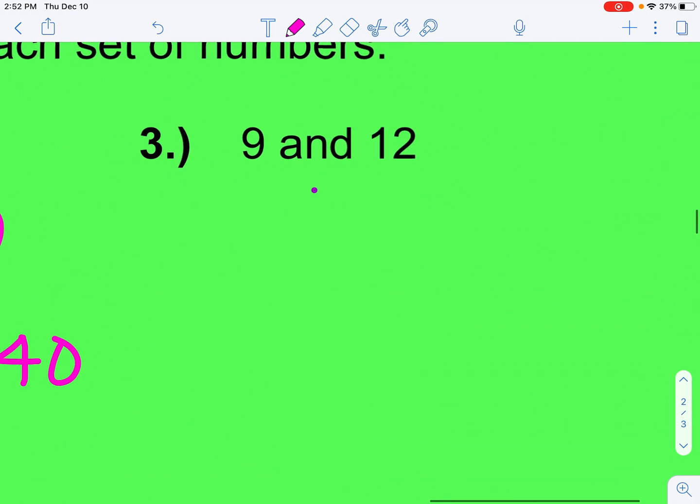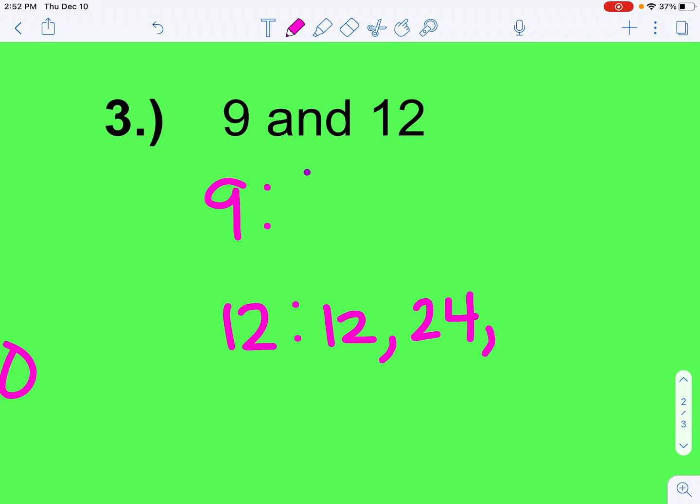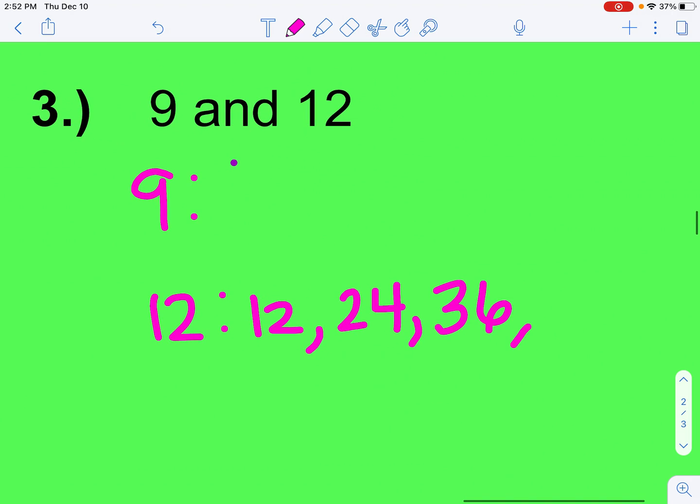All right, and our last one. We have 9 and 12. All right, so we're going to count by both of them. I like to start with the bigger number. 12, 24, 36, 48, and 60. That's 5. All right, now let's count by 9s.